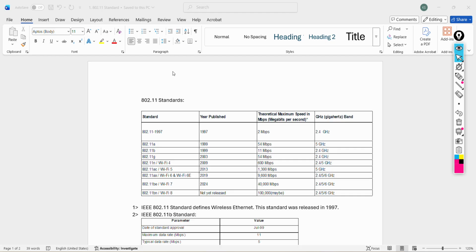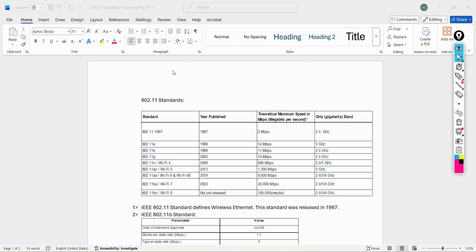Today I'm going to start ENWLSD, whose exam code is 300-425. So we are going to start with the 802.11 standards. It is defined by IEEE and it defines wireless Ethernet. This standard was released in 1997. Its theoretical maximum speed is 2 Mbps and it supports the 2.4 gigahertz band.